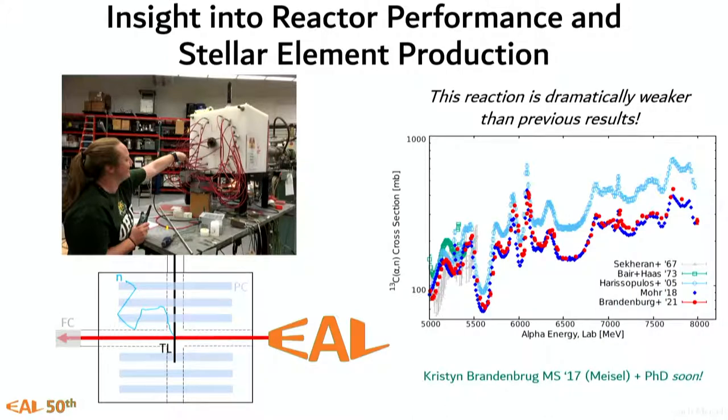There was a really amazing finding from Kristen's work. When you look at this reaction cross-section as a function of the energy of the alpha particle you send into the target, there were some questions about whether the previous results were correct, and they are quite wrong. This reaction is far, far weaker than previously found in nuclear experiments. And incredibly, it actually agrees quite well with theoretical predictions. So in a sense, we've resolved a little bit of a mystery here, and that's something Kristen is feverishly working on finishing as she completes her PhD.